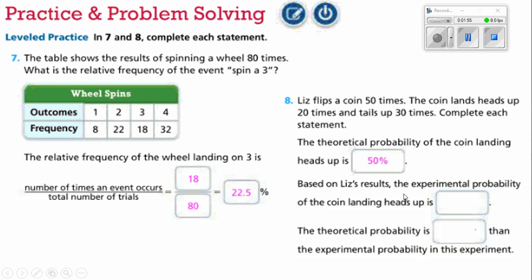But based on Liz's results, the experimental probability of the coin landing on heads is 20 times out of 50. That's 20 divided by 50, and that's going to give you 40%. The theoretical probability is blank than the experimental. Well, the theoretical would have been 25 times, and the experimental was just 20 times, so the theoretical probability is greater than the experimental probability in this particular experiment.